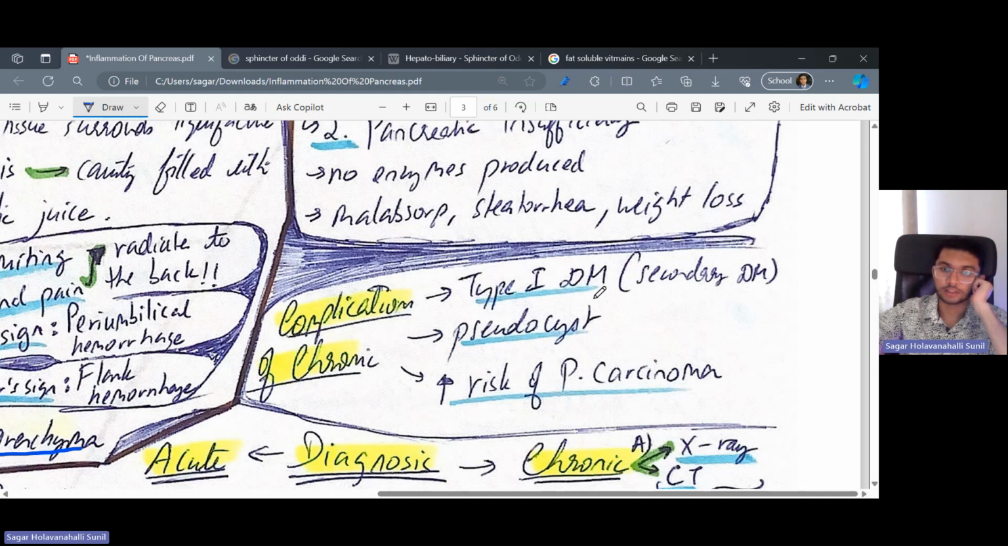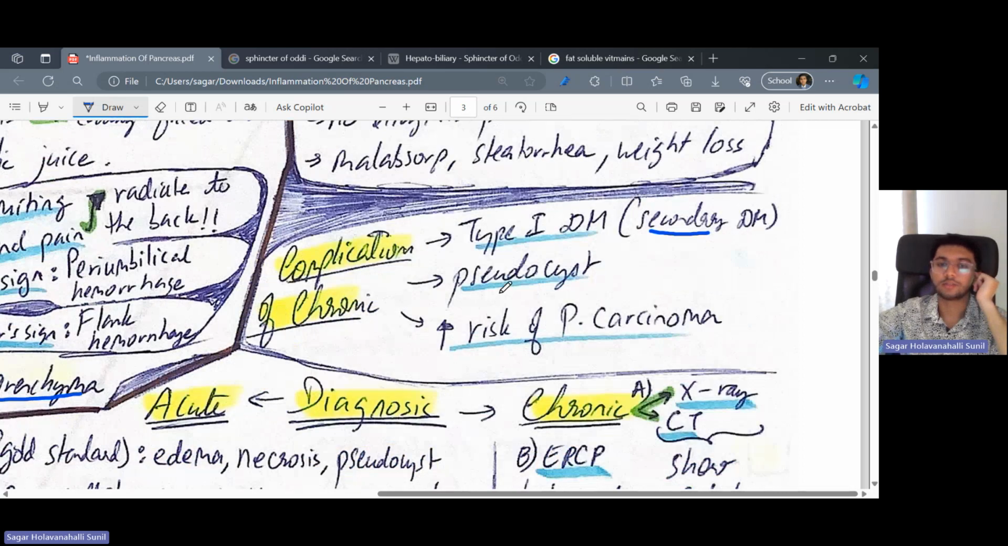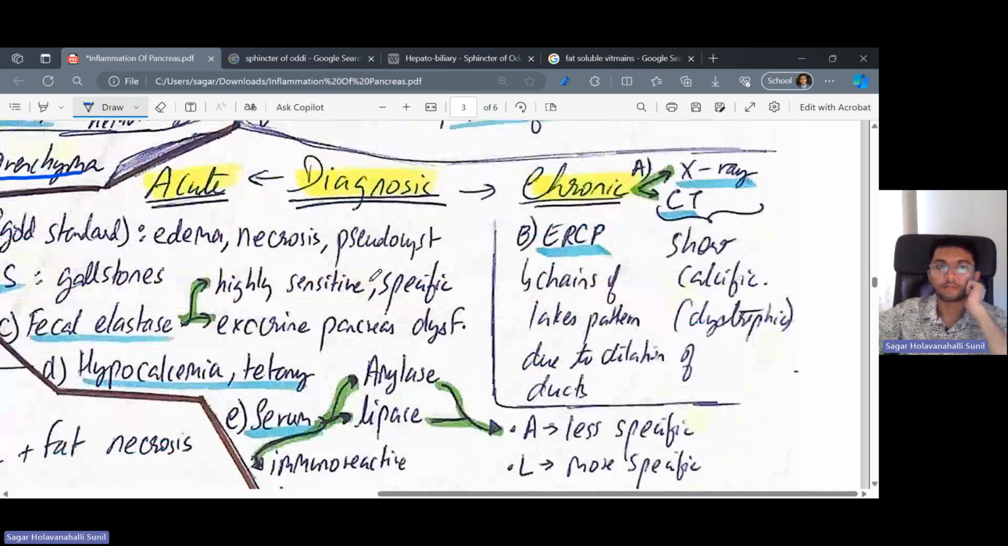There will be type 1 diabetes mellitus where there's no more insulin being produced. And essentially, this is secondary diabetes mellitus because it's secondary to some pre-existing condition, which is chronic pancreatitis. Pseudocyst formation, of course, and this increased risk of pancreatic carcinoma, definitely.